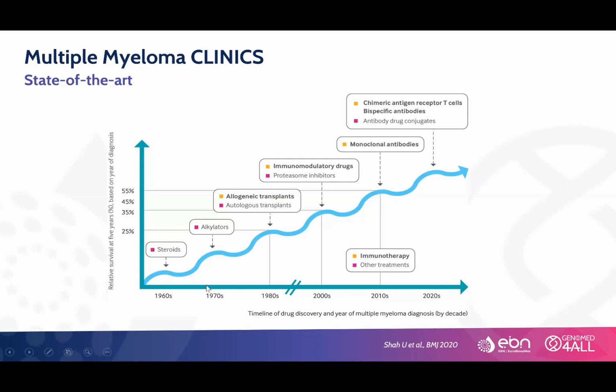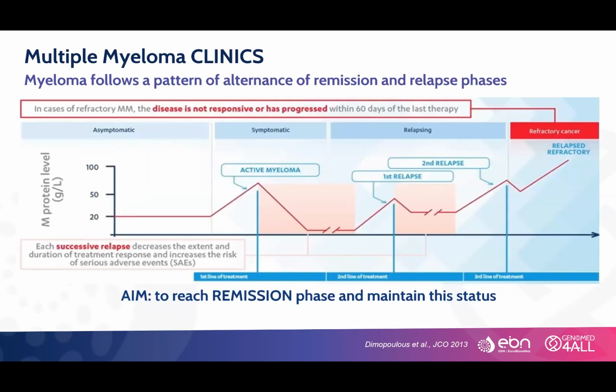Over the last 50 years, as you can see from this graph, multiple myeloma therapy has changed profoundly, starting from the 1960s with steroid-based therapy until these days, where the introduction of the so-called cellular therapies, with CAR-T therapies, the bispecific antibodies, and the monoclonal antibodies have improved very rapidly the survival of multiple myeloma patients. However, despite these significant advances in therapy, the natural clinical history of multiple myeloma shows an alternation of remission and relapse phases through its course. So the clinical aim in multiple myeloma is to reach a remission phase and maintain this status as long as possible.